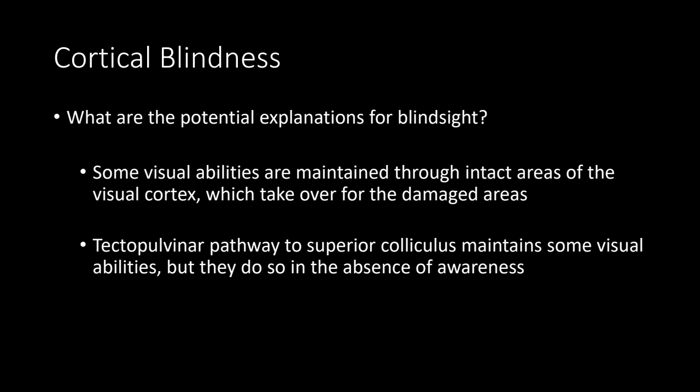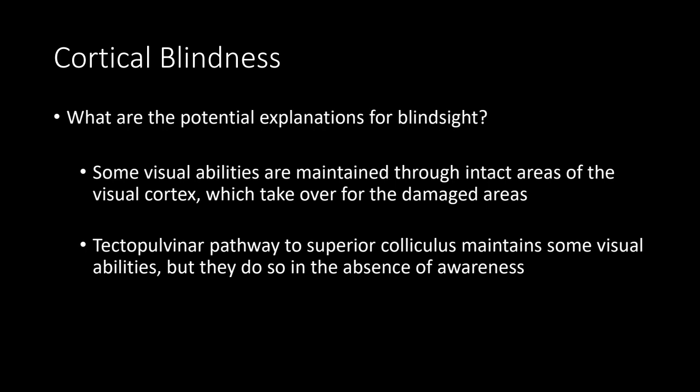But another explanation relates to that tectopulvinar pathway that we were just talking about. This is a subcortical pathway, the tectopulvinar pathway to the superior colliculus, and this pathway may be maintaining some visual abilities. We talked about the primary visual pathway from the lateral geniculate nucleus to the visual cortex, but this is that other one, the subcortical one that runs through the superior colliculus. About 10% of the axons emerging from the retina project to the superior colliculus through this tectopulvinar pathway. It's considered a primitive pathway that's involved in quick orienting responses that need to be so quick that they don't pass through the cortex and allow you to know what the object is.